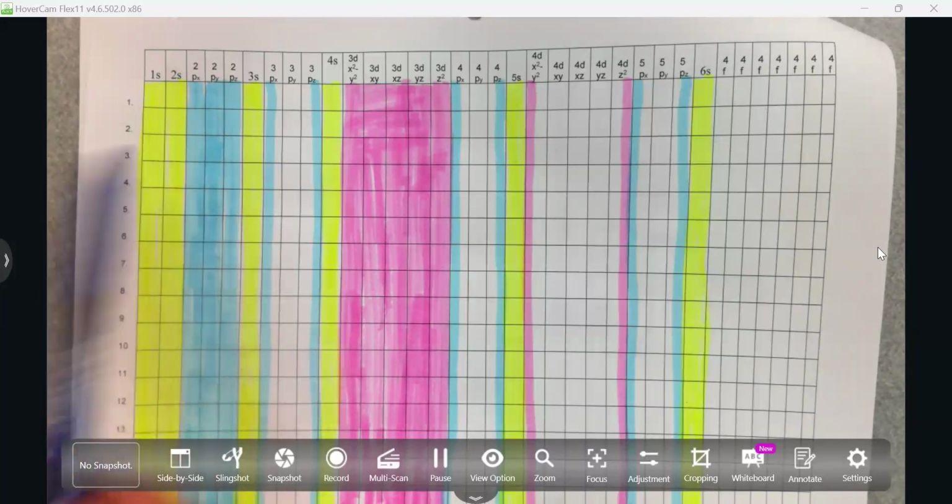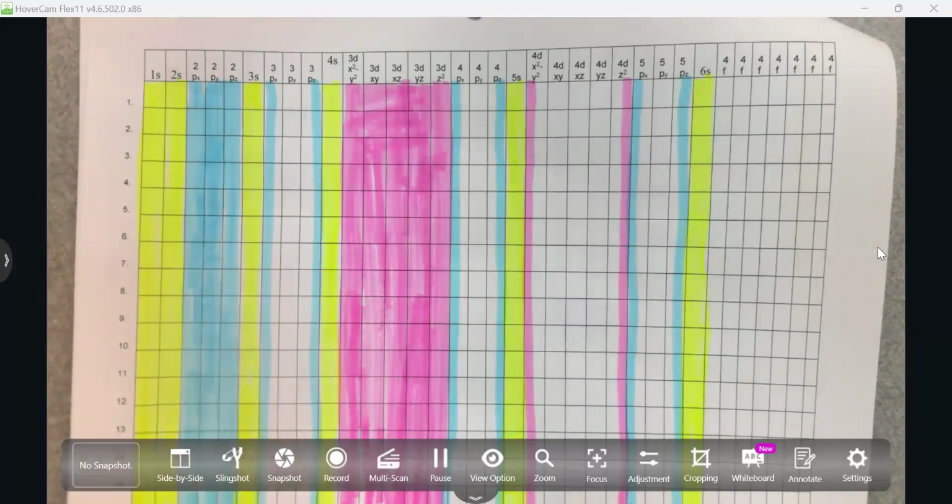I just made my S's one color, my P's one color, D's one color. It's not a big deal, but just to see it better.